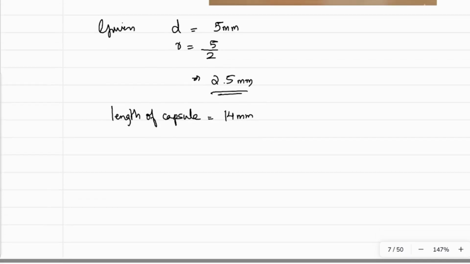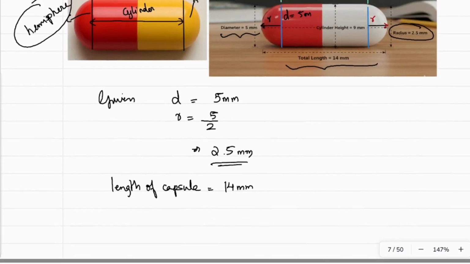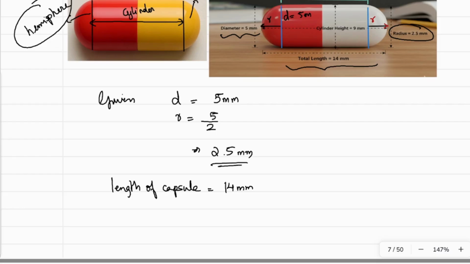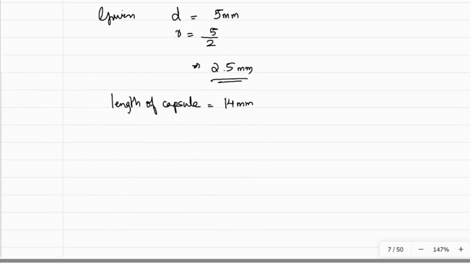So for that, first let me write the length of the capsule we wrote. First we have to find the area of the cylinder, right? Therefore, in order to find the cylinder's value, I first need the length of the cylinder. What's the length of the cylinder?